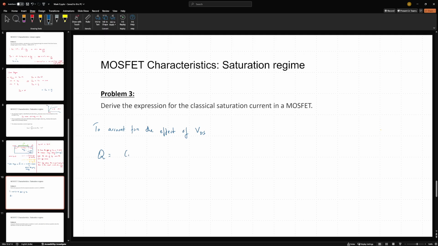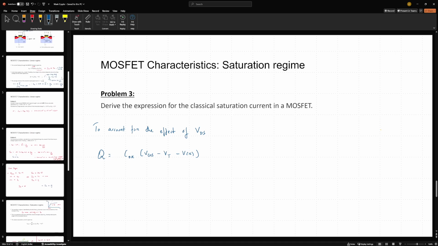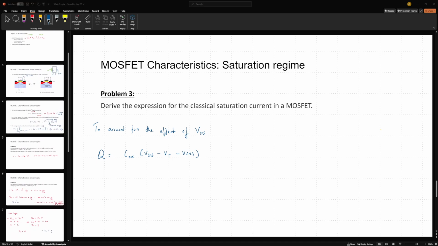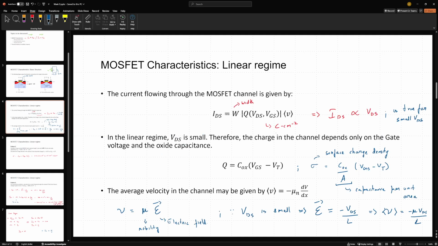I'm going to write the following: Q is equal to Cox times (VGS minus VT minus V of X). So this gives us the idea of the impact of the drain voltage. Now what we are going to do is substitute the same old current expression that we had here, over here.